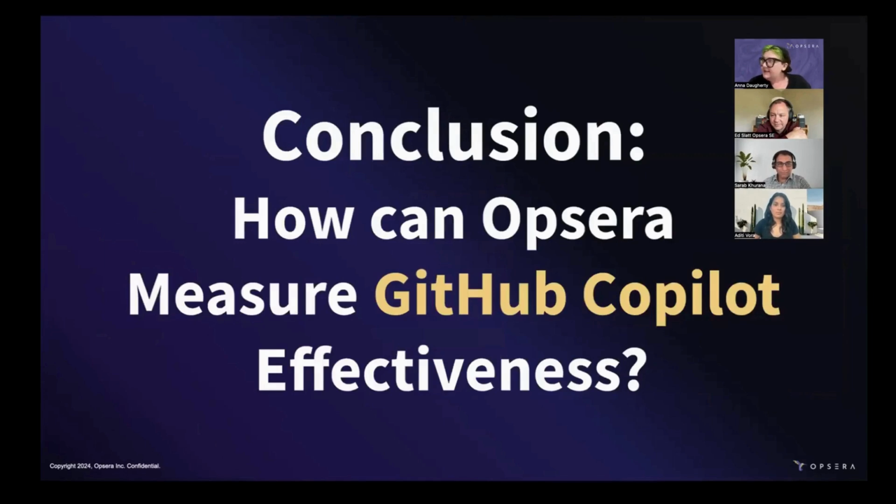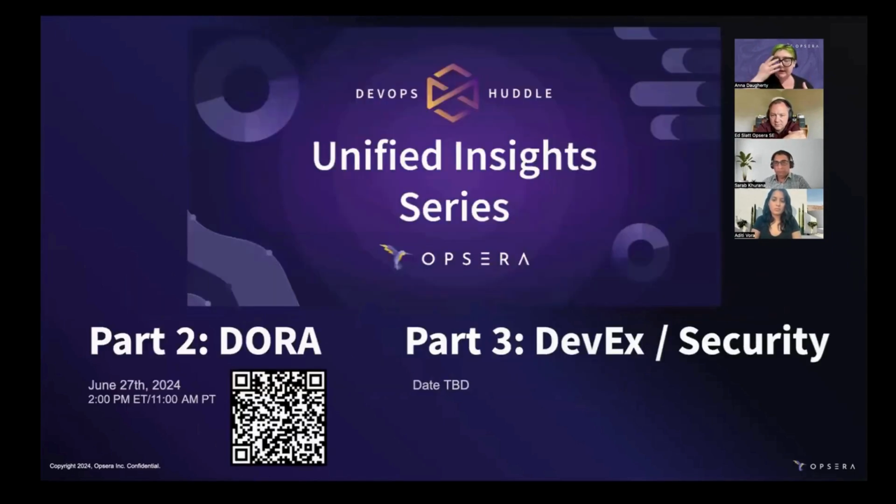Yes, so like I said, today we really focused on those inner loop adoption and usage metrics, understanding how GitHub Copilot is being used at your organization. And now for parts 2 and 3, we'll talk about those downstream impacts, right? How does it impact your throughput and your velocity? How does it impact your deployment frequency? How does it impact the code quality?